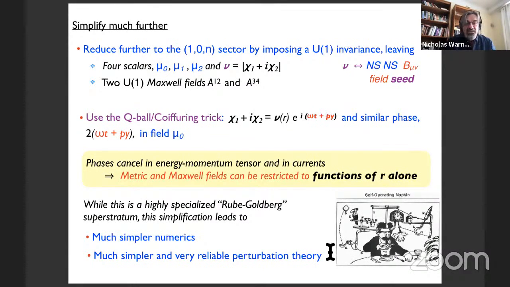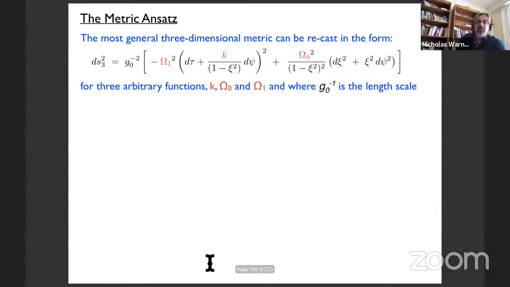And so that's what we're going to do. And in fact, the numerics becomes manageable. Anthony really contributed to this collaboration in many, many ways, but he was the guy who really pushed this incredibly simple perturbation theory when you only have functions of the radial coordinate.